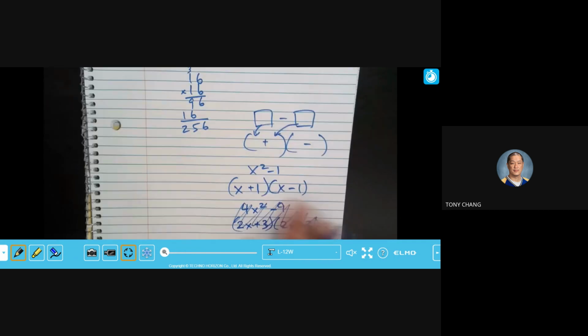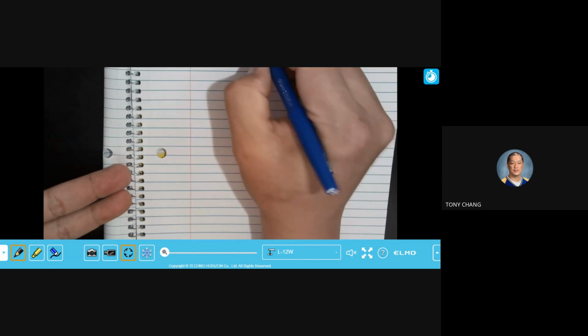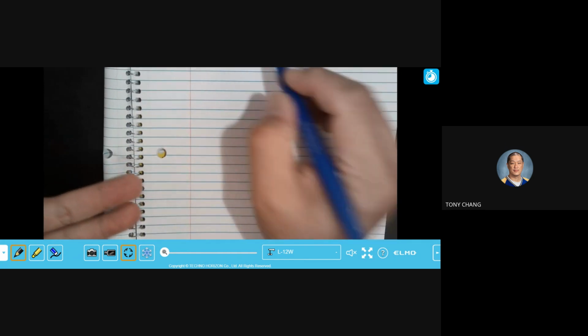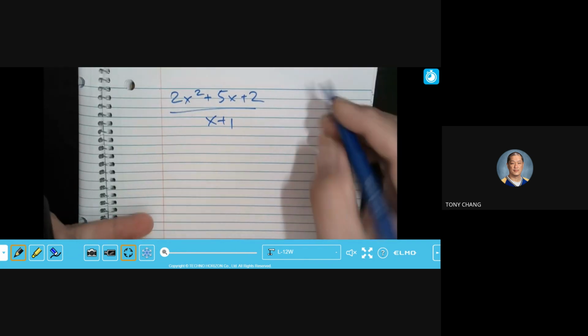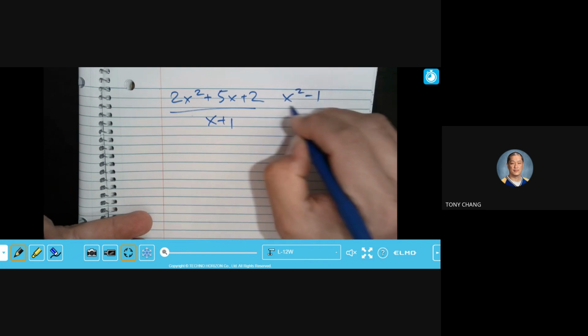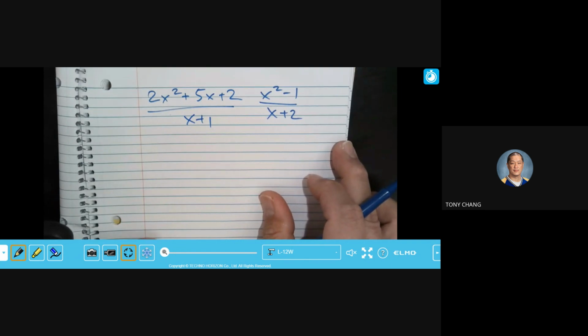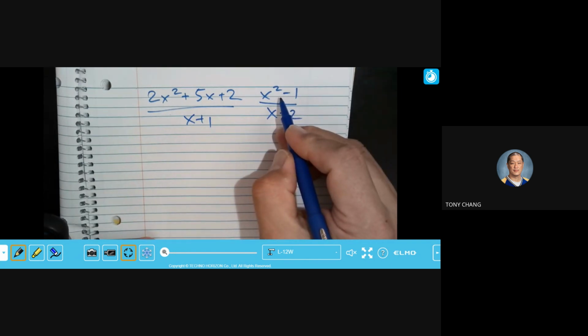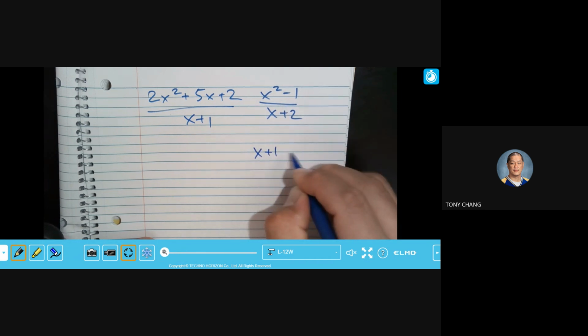So our question has 2x squared plus 5x plus 2 all over x plus 1, and we have x squared minus 1 over x plus 2. Now, I just showed you that the factor of this is going to be x plus 1 and x minus 1.